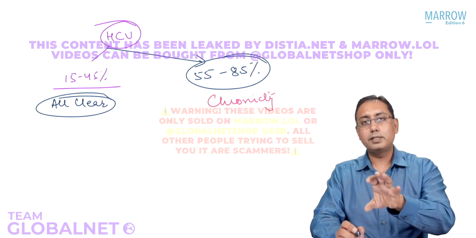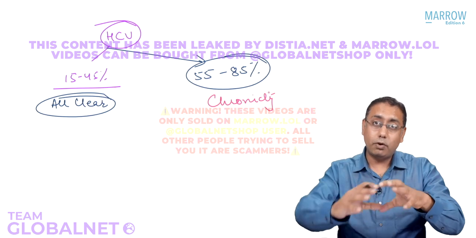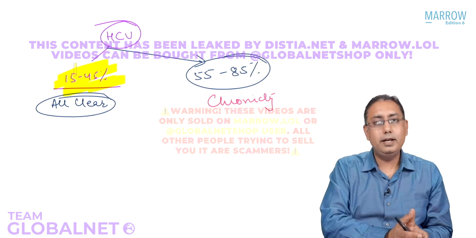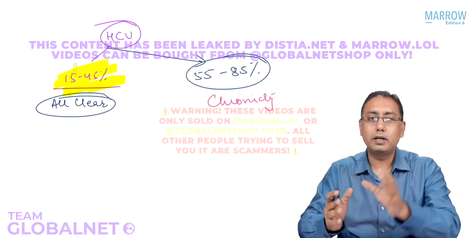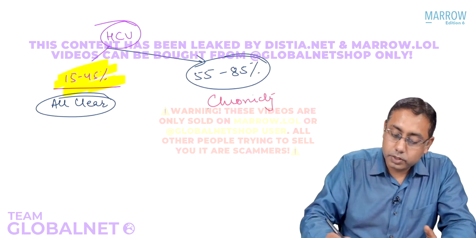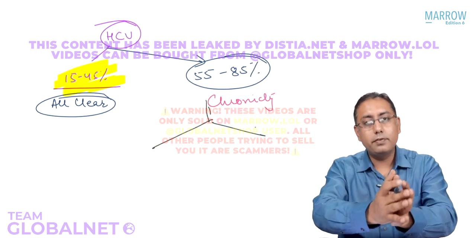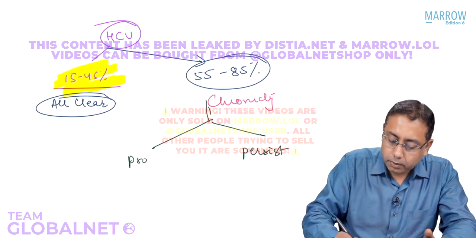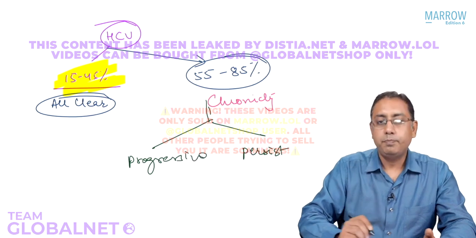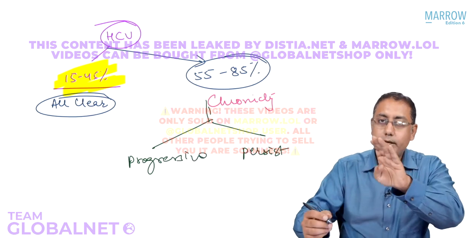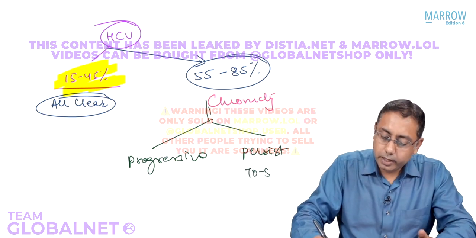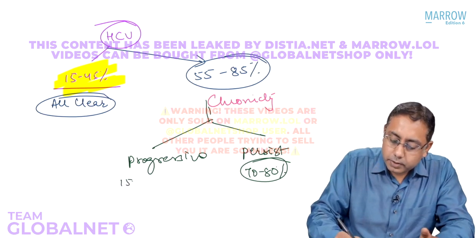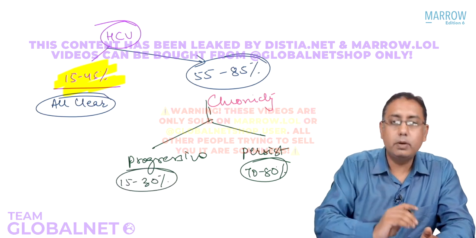So chronic hepatitis C will be 70 to 80% of all the hepatitis C cases. I agree that many will clear and heal themselves, but 55 to 80% are going to land up into chronicity. Out of this chronicity, some will be progressive, some will be persistent. The persistent chronic stage will be 70 to 80% of these. But 15-30% are going to land up into a progressive stage.